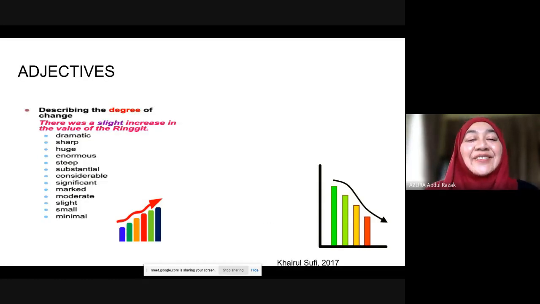Okay, adjectives will describe the degree of change. For example, there was a slight increase in the value of the ringgit. So these are some of the adjectives that you can use when you're analyzing your data. Okay, dramatic, sharp, huge, enormous, steep, substantial, considerable, significant, marked, moderate, slight, small, minimal. So it gets from very big to very small, isn't it?